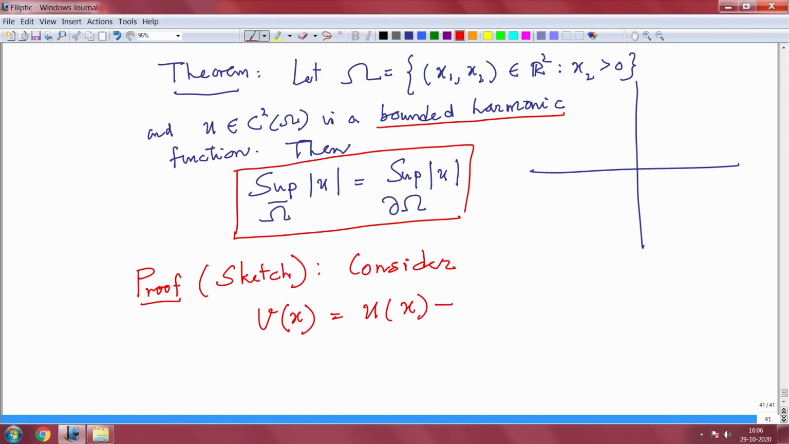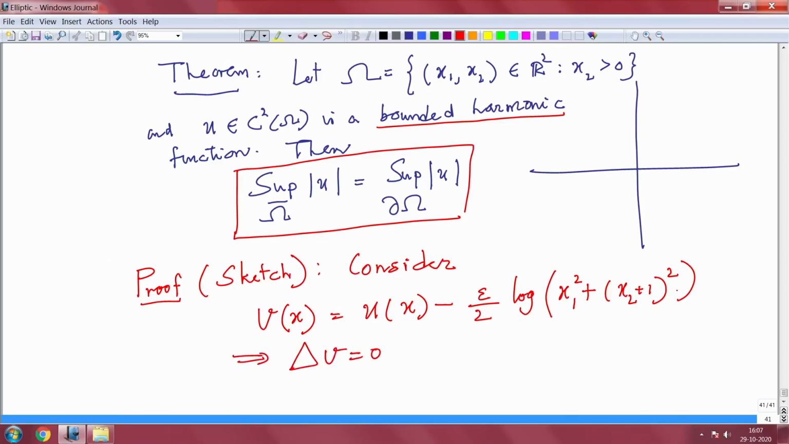Define v(x) = u(x) - (epsilon/2) log(x1^2 + (x2 + 1)^2). If you look at it, you know that v is harmonic. Why is it harmonic? Of course, you can verify the harmonicity, but if you look at it, this is something like a fundamental solution, right?